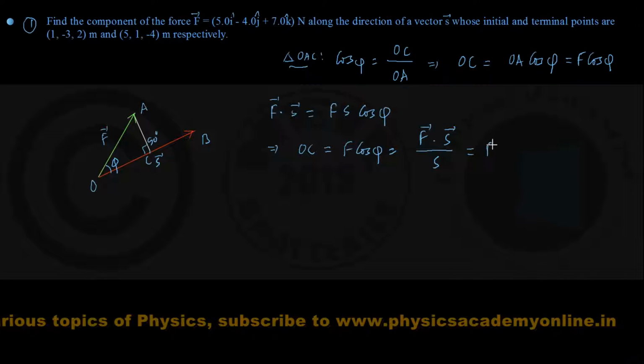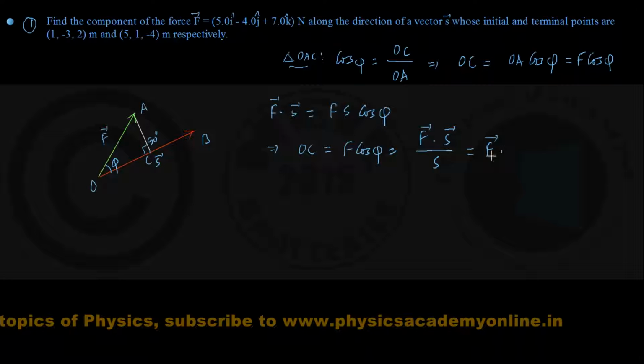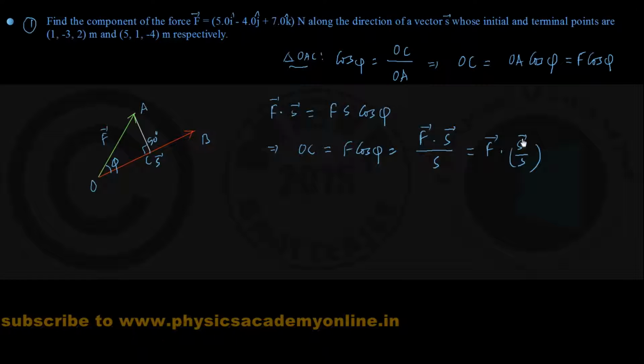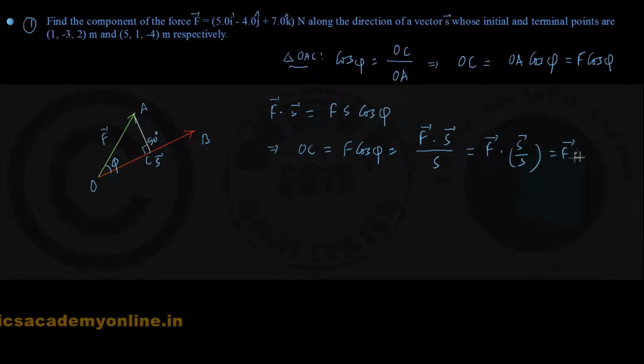This is F vector dot S by S. When you divide a vector by its magnitude, you get an unit vector in the direction of the vector. Therefore, this is coming out to be the force vector dot S cap, where S cap is standing for unit vector of the displacement vector S. So this is the result we are looking for.